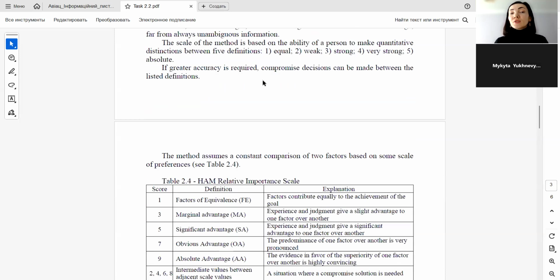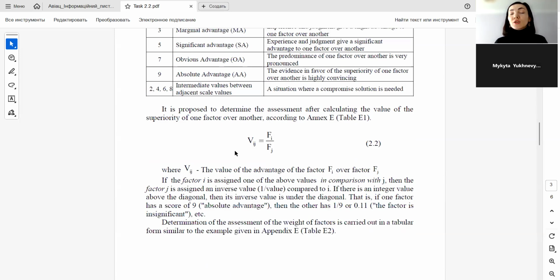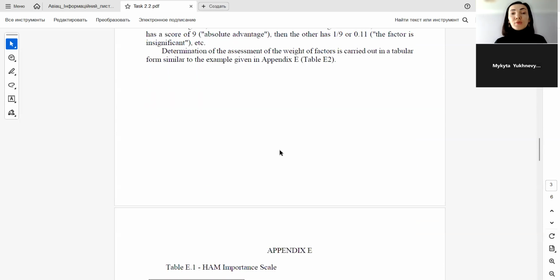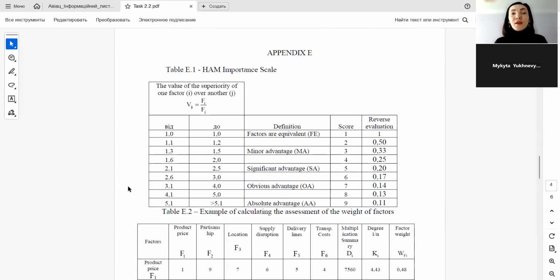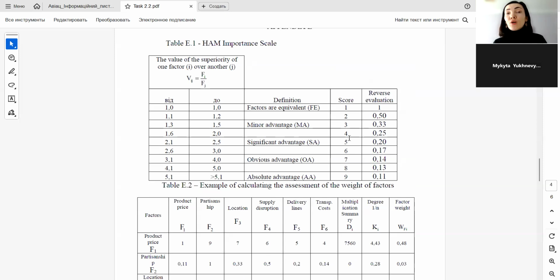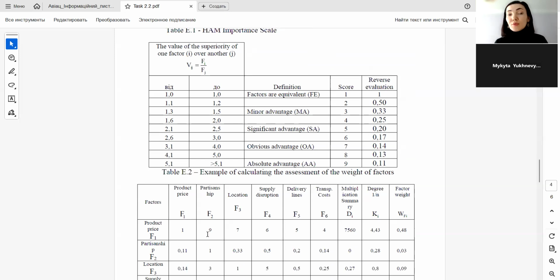Okay. After finding this meaning, we need to find it in the table. Table E.1. Please find this meaning from 2. From 2, this your position, for example, you find 2.3. You find this range from 2.1 to 2.5 and find that it will be significant advantage, for example, and into the line we put score 5, into the column we put the reverse evaluation. It is 0.20. That is this example.